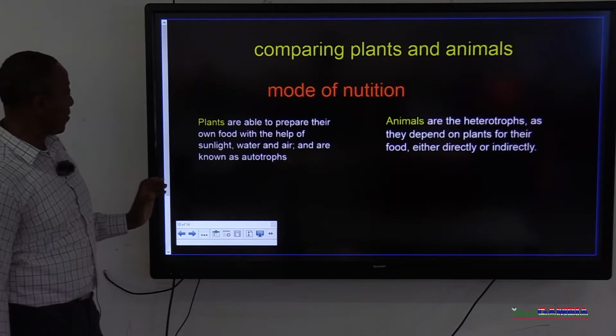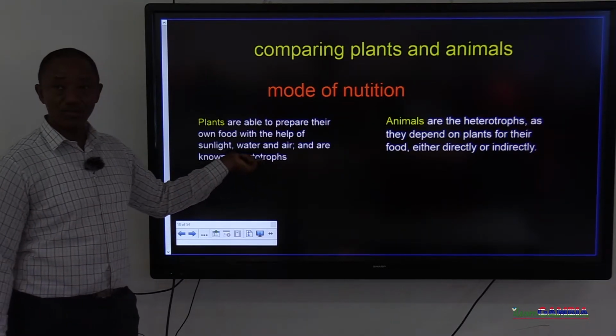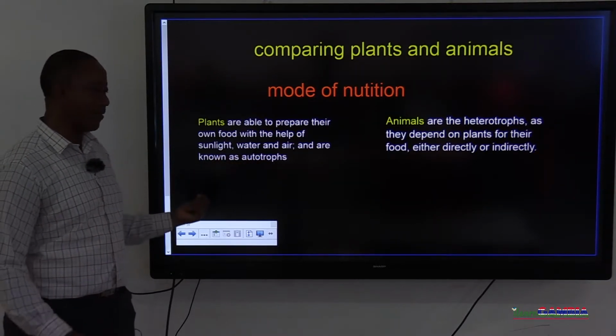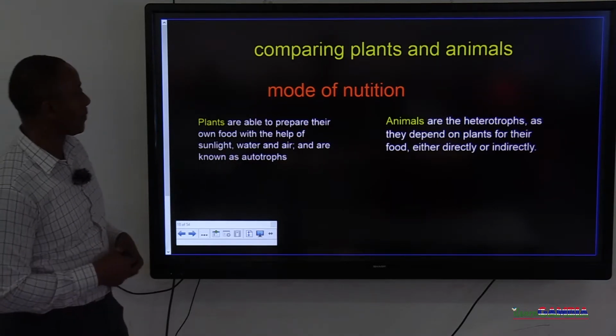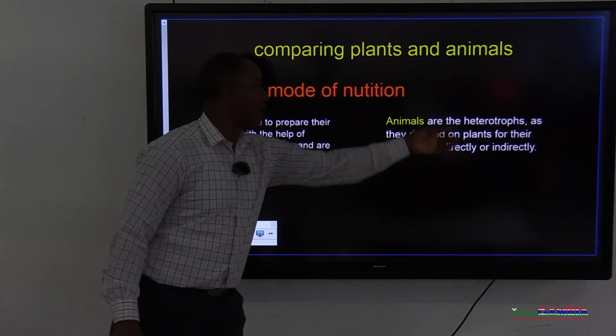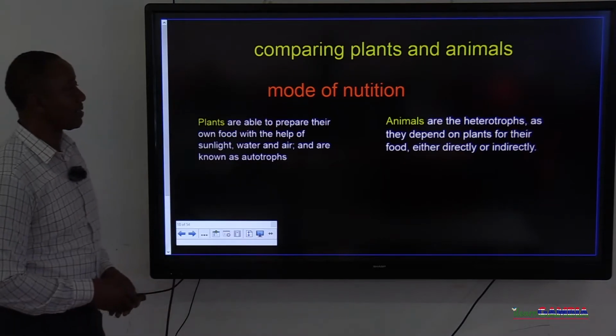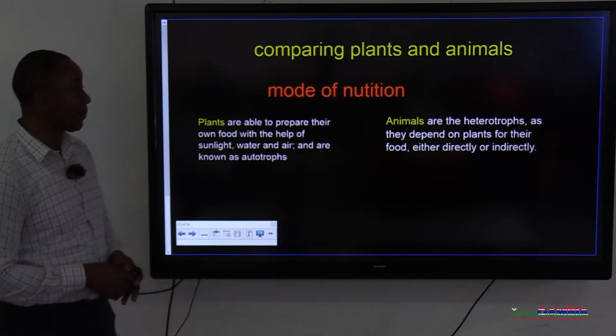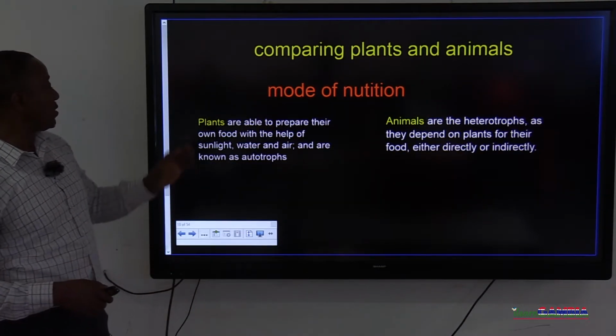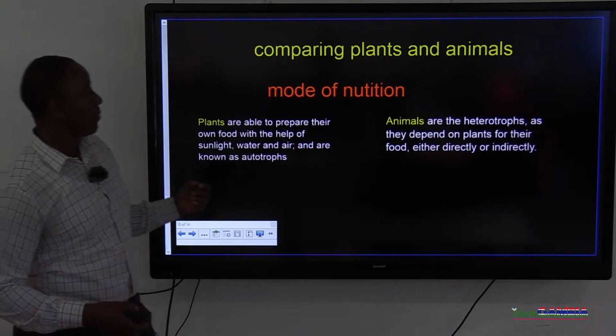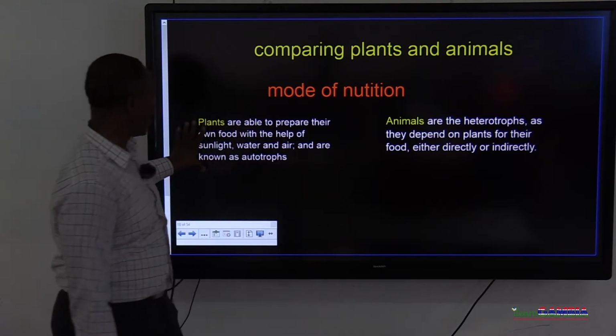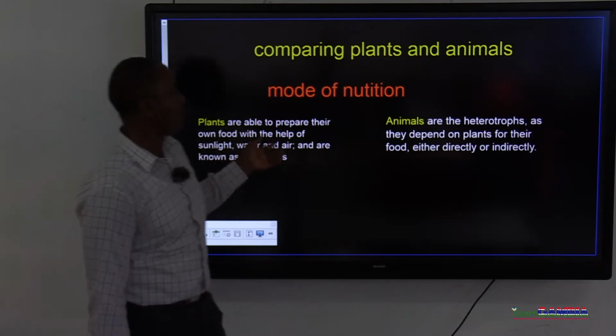And because they make their own food, they are known as autotrophs. Auto means self, self-feeding. They feed themselves. Animals are the opposite. They are heterotrophs. Hetero means different modes of feeding, but it doesn't include self. They don't feed themselves. What they do is they wait for the plants to process food, and then they feed on that.